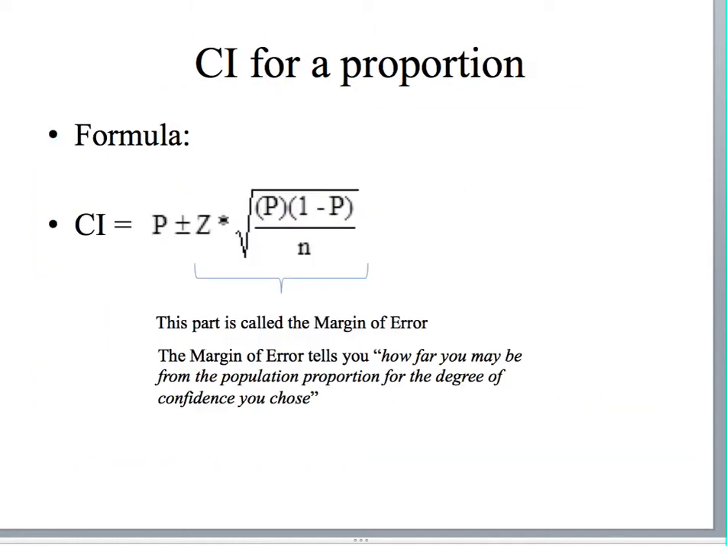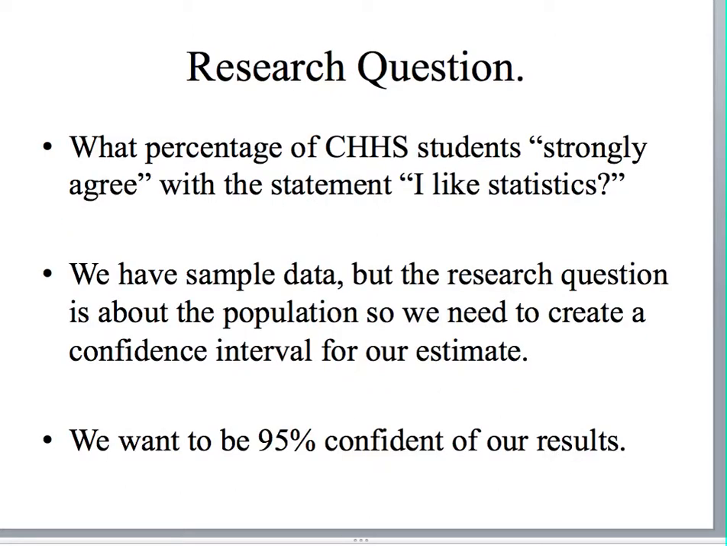Just as a reminder, this is the formula. This part is called the margin of error. The margin of error tells you how far you may be from the population proportion for the degree of confidence you chose. So let's start with an example.